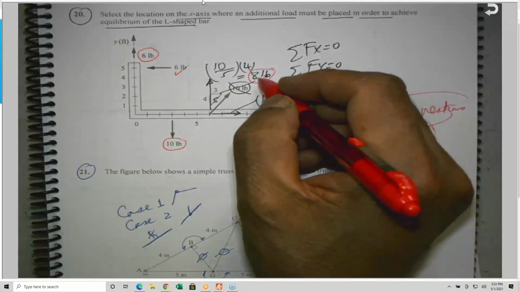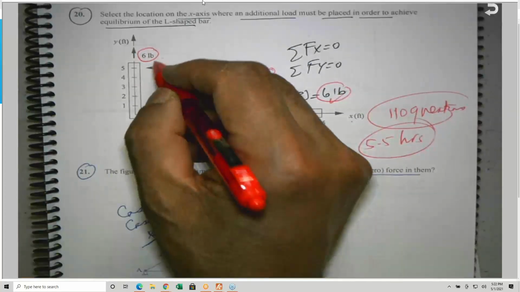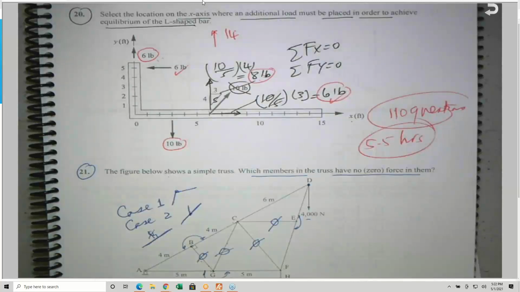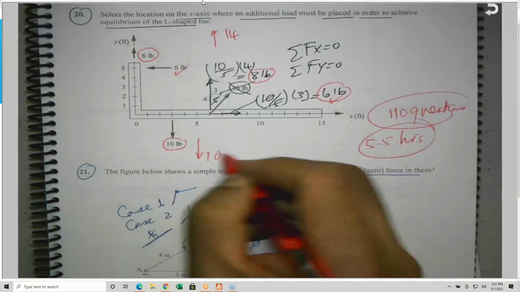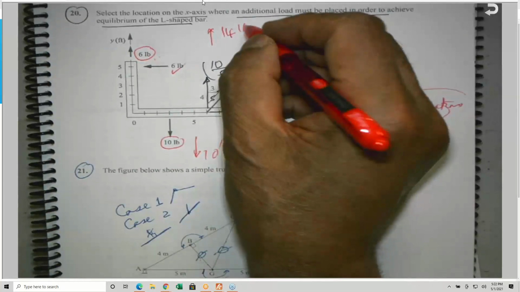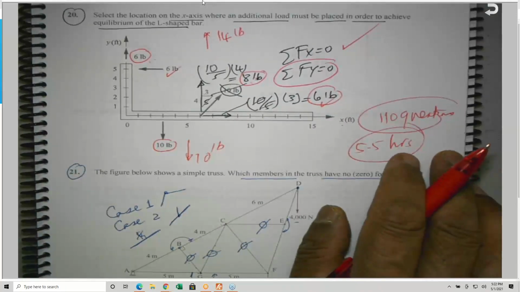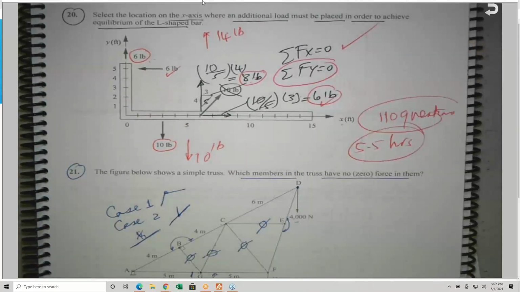So I have 8 up and 6 up is 14. So in this direction, I have 14. Is this correct? I have 10 going down, 10. Balance. So in order to satisfy the second equation, because the first equation is done, the sigma force X: 6 to the right and 6 to the left will cancel out and we end up with 0. So equilibrium has been achieved.